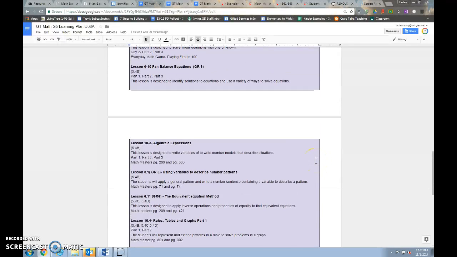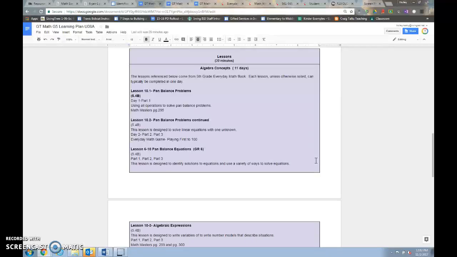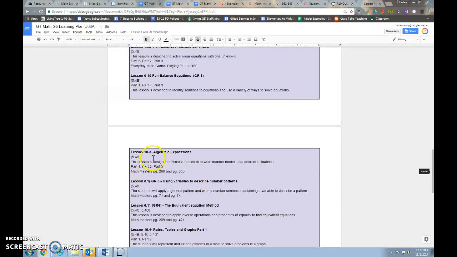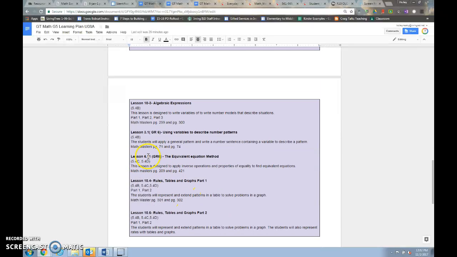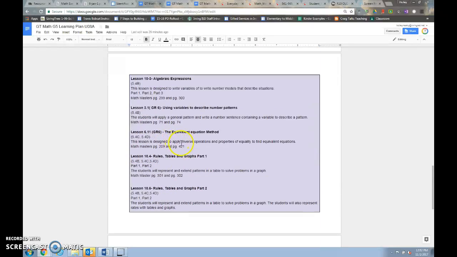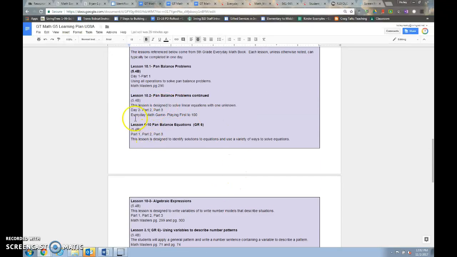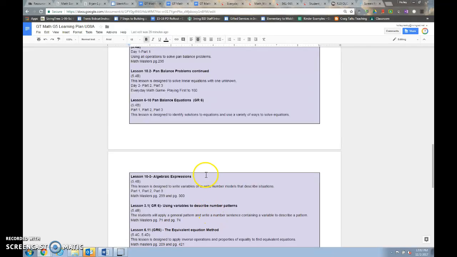So they're going to do, now pay attention, 10.1, 10.2, and then they're going to do grade 6, lesson 6.10, and then 10.3, and then grade 6, lesson 3.1, and then the grade 6, 6.11. So there are 3 grade 6 lessons in this unit. So make sure that you pay attention to those that are grade 6. Okay? And pay attention to those.